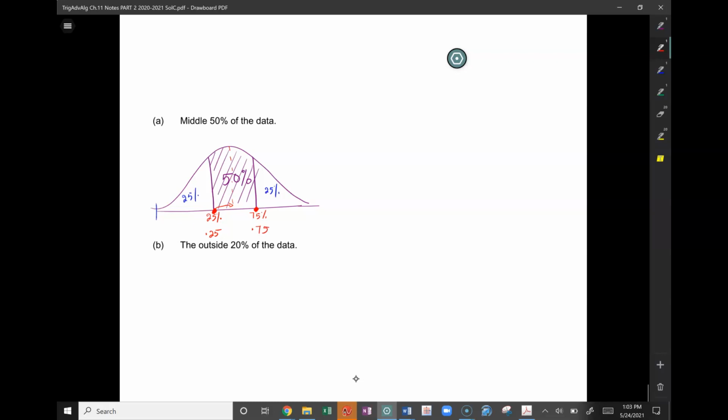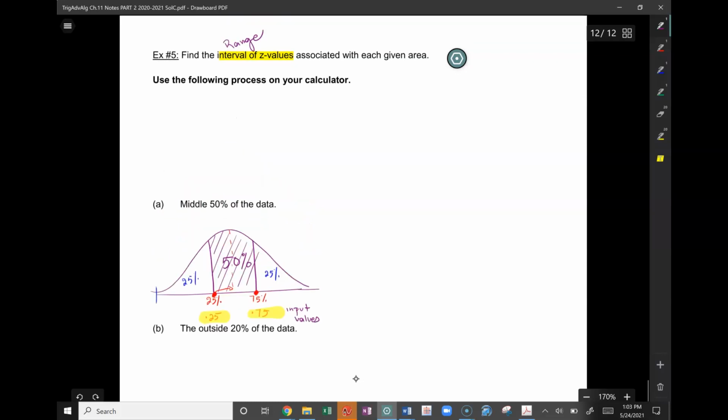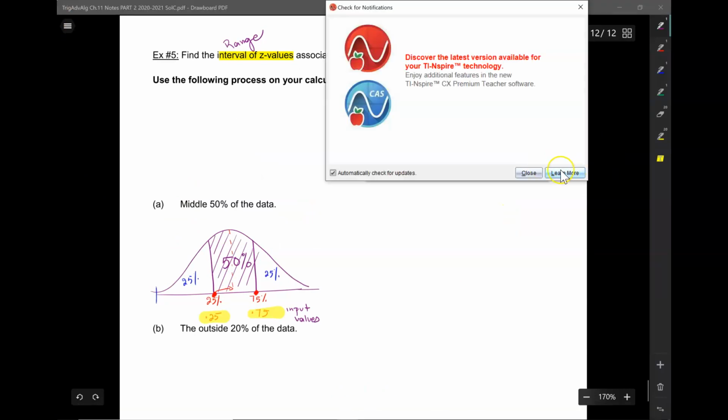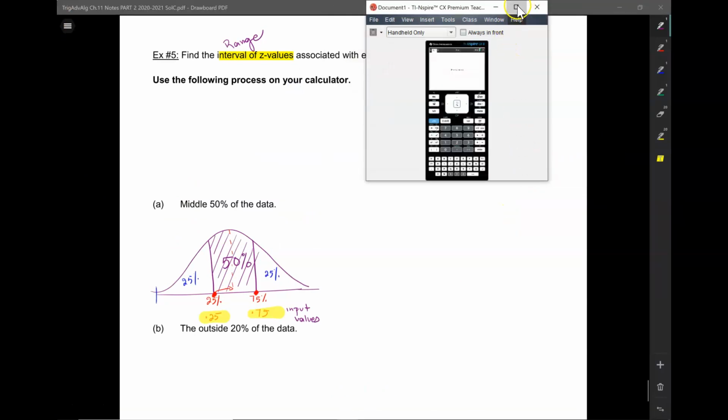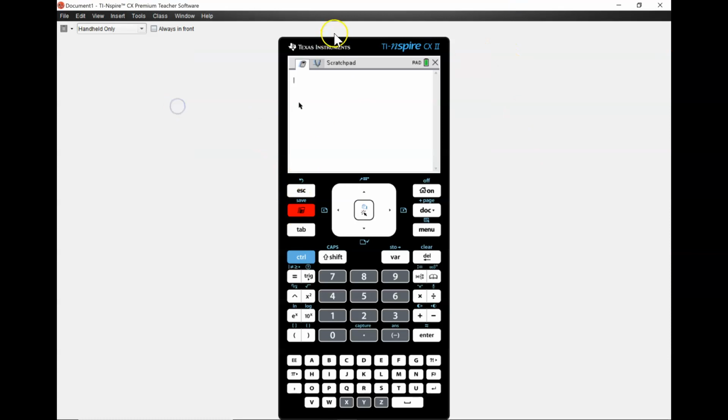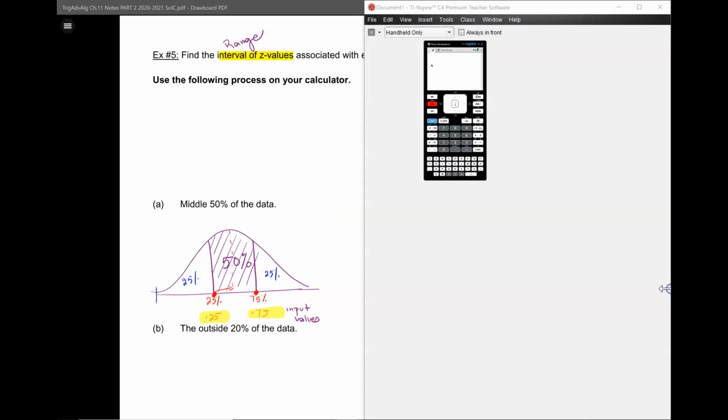Those are the two numbers I need. This is what we're going to use to put into the calculator as input values. On your calculator, let's go to a new screen. Just a calculator screen.